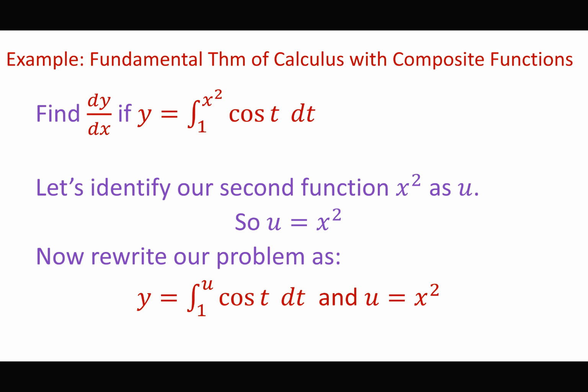Okay, so let's identify our second function, x squared, and we're just going to call that u. And so we can write our initial problem now with bounds of 1 to u of cosine of t dt, but then we would have to make sure we add in this piece that u is equal to x squared. So we can't forget about that. That's still part of the problem. We're going to have to use that. But we are going to change up our integral to just say it's 1 to u of cosine of t dt.